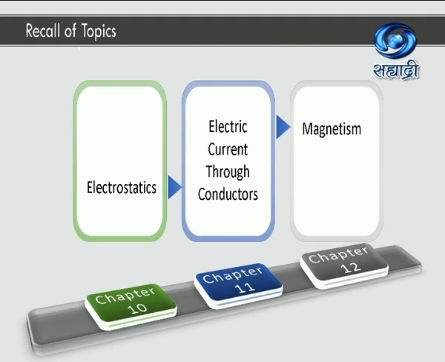In the next chapter, chapter number 11, electric current through conductors. When charges make a move, then current is produced in the conductor. We have learnt Ohm's law, resistivity, electromotive force, internal resistance, etc. in this chapter. The basic difference between these two chapters is that in the 10th chapter, charges were at rest, and in 11th chapter, the current is produced because charges were in motion.